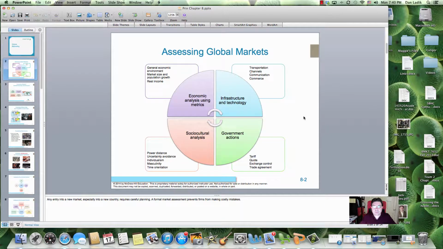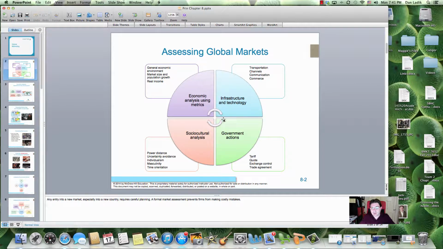So this is a really big deal, this slide right here. This is in the beginning of chapter 8. I guarantee you it's going to be on exam number 2. And when we are thinking about going abroad and going to global markets, we can't just say, okay, let's go do it. We have a number of things that we need to look at. And we're going to look at these 4 quadrants in turn.